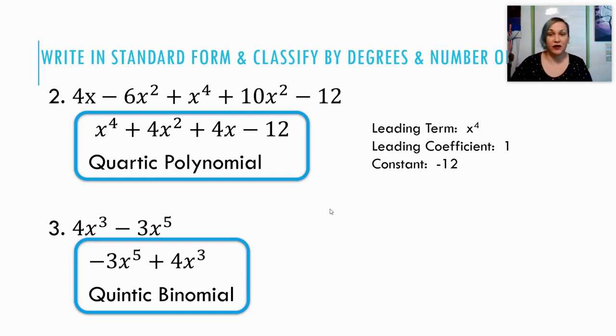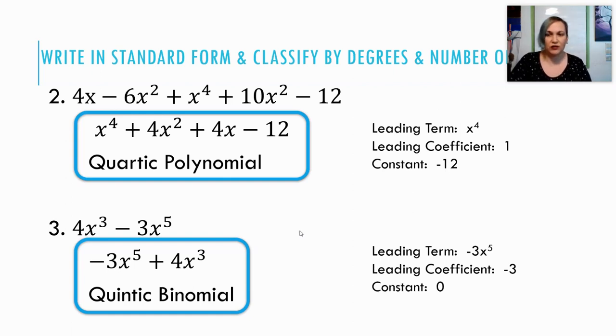All right, and then for Delta Math, don't forget our leading term is negative 3x to the 5th. My leading coefficient is just the negative 3 without the x to the 5th. And this one does not have a constant, so I would say that it is 0. There's not a number without a variable.